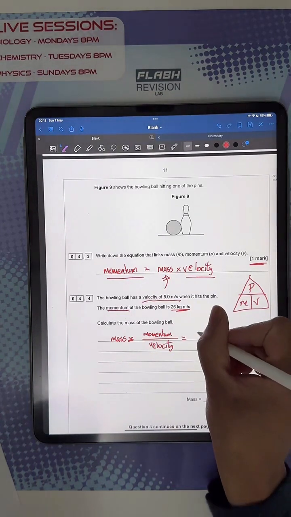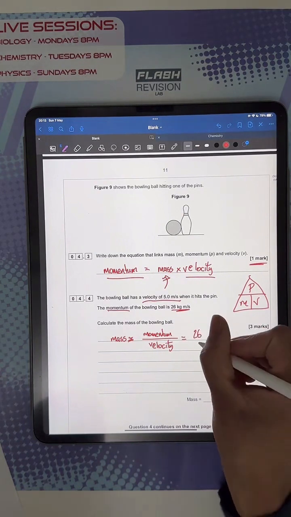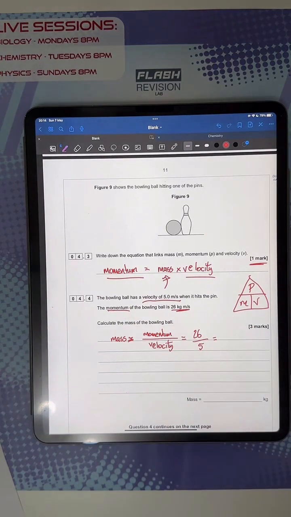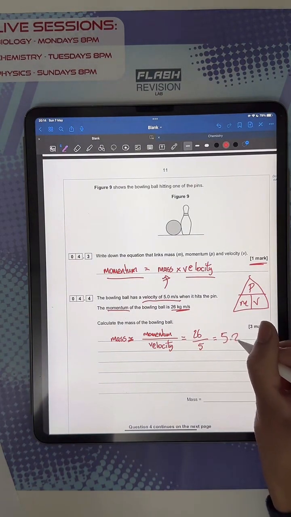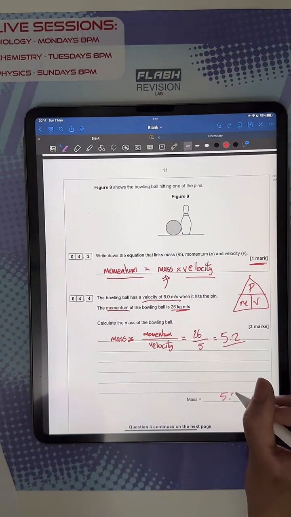So let's sub in the values here. We have 26 as the momentum and velocity is 5. So we do 26 divided by 5. And the answer is... This is higher. Anyone got the answer? Anyone got a calculator on them? 26 divided by 5. Yep, thank you. 5.2 kilograms is the answer for this one. 5.2, excellent.